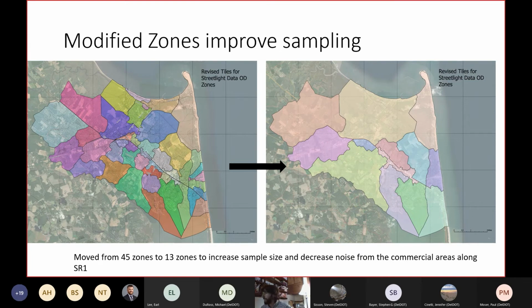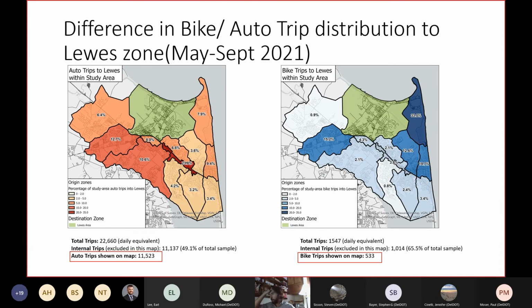So the first thing we have to look at is, what do trip flows look like between these zones? Where are people traveling to and where are they traveling from? And maybe which roads are they taking? What does that tell us about the nature of cycling and driving in the area? So these are 2 maps that were developed. These are looking at Lewes.